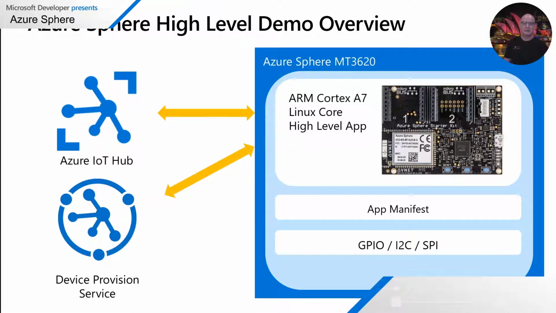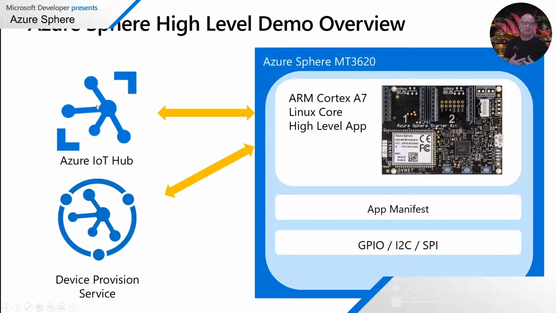Okay, so this application, just pointing out, this is the Avnet board. I'm building an application for the A7. It's going to be talking to Azure IoT Hub, and I'm going to be using the Azure provisioning service to provision that application. What that effectively is going to do is provide the device a connection string for Azure IoT Hub.